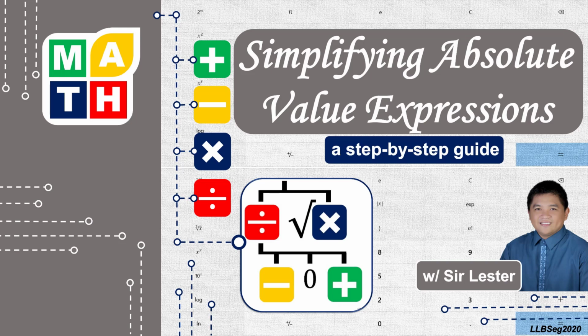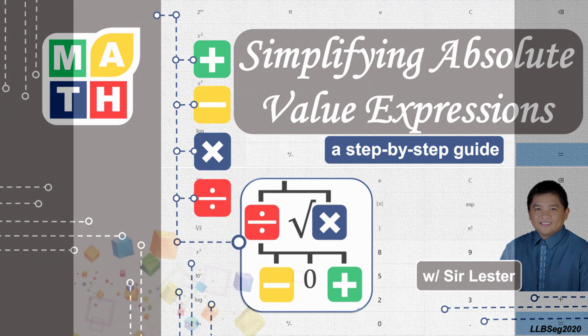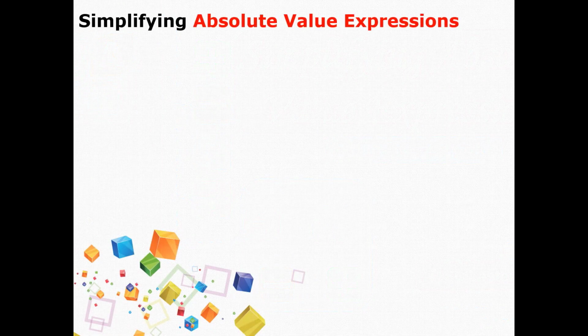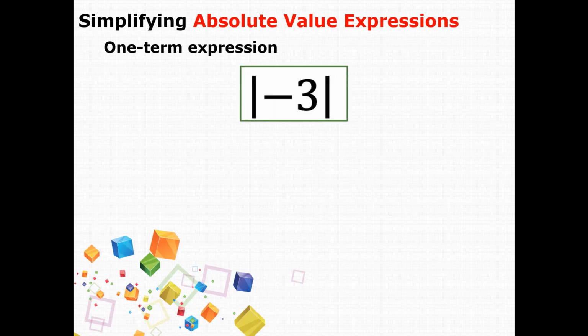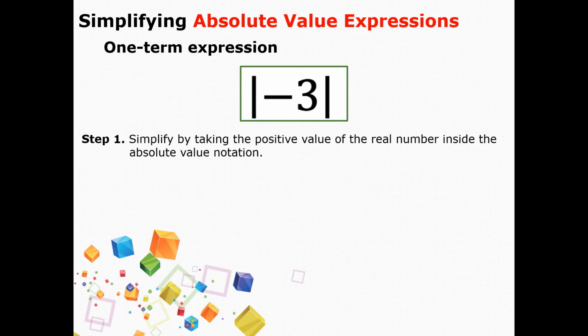This video will help us learn how to simplify absolute value expressions. Let us start first with absolute value expressions in one-term expression, such as this example. First, we just need to simplify by taking the positive value of the real number inside the notation. So the absolute value of negative 3 is 3.